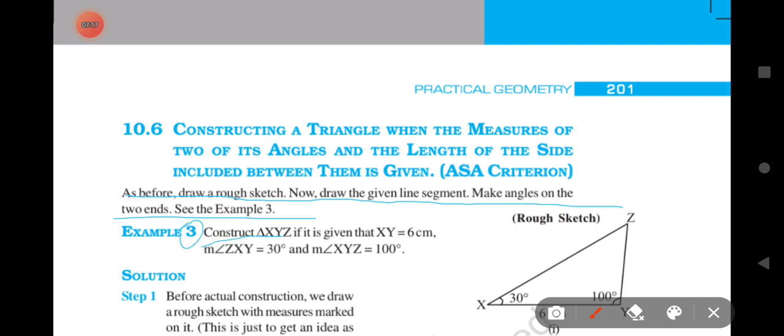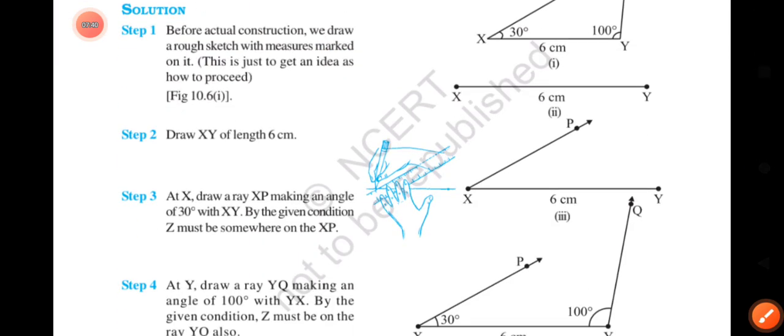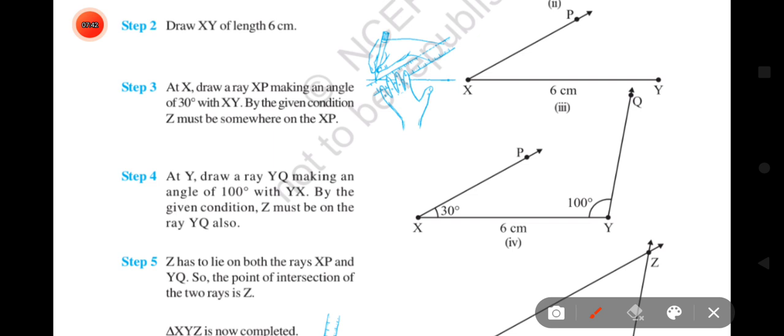3. Construct triangle XYZ given that XY equals 6 cm, angle YXZ equals 30 degrees and angle XYZ equals 100 degrees. Steps of construction. 1. Before actual construction, we draw a rough sketch with measures marked on it. 2. Draw XY of length 6 cm.